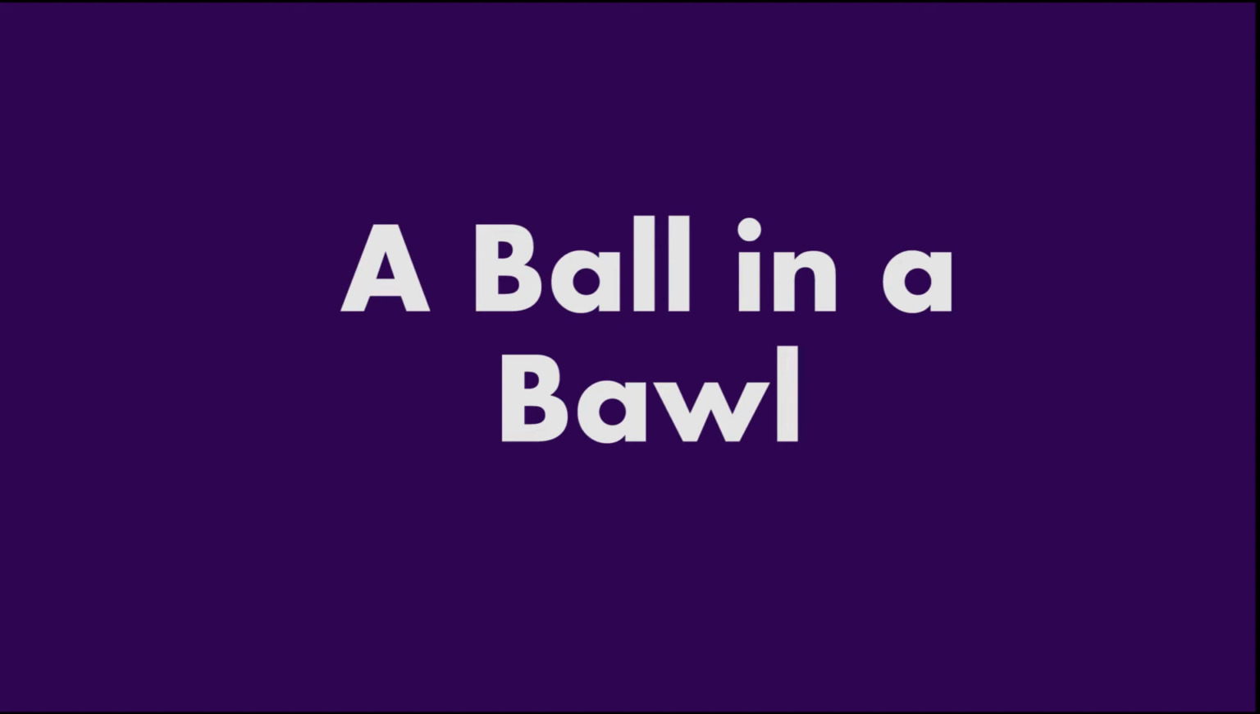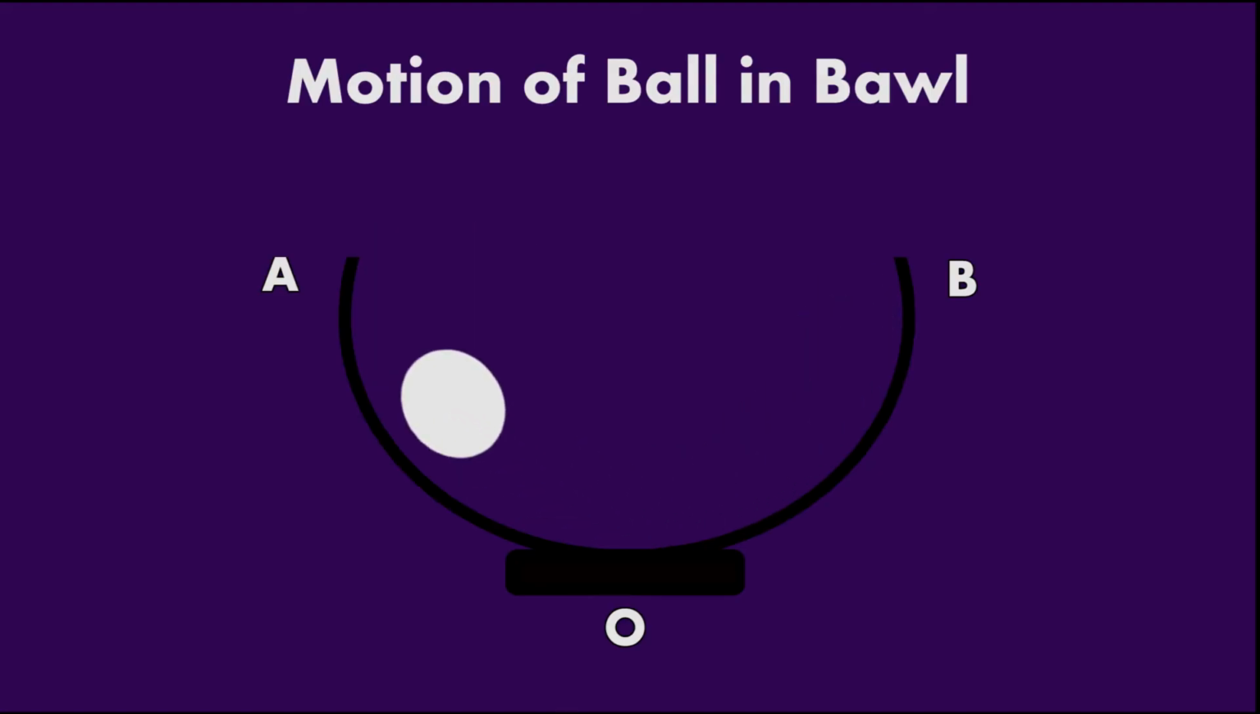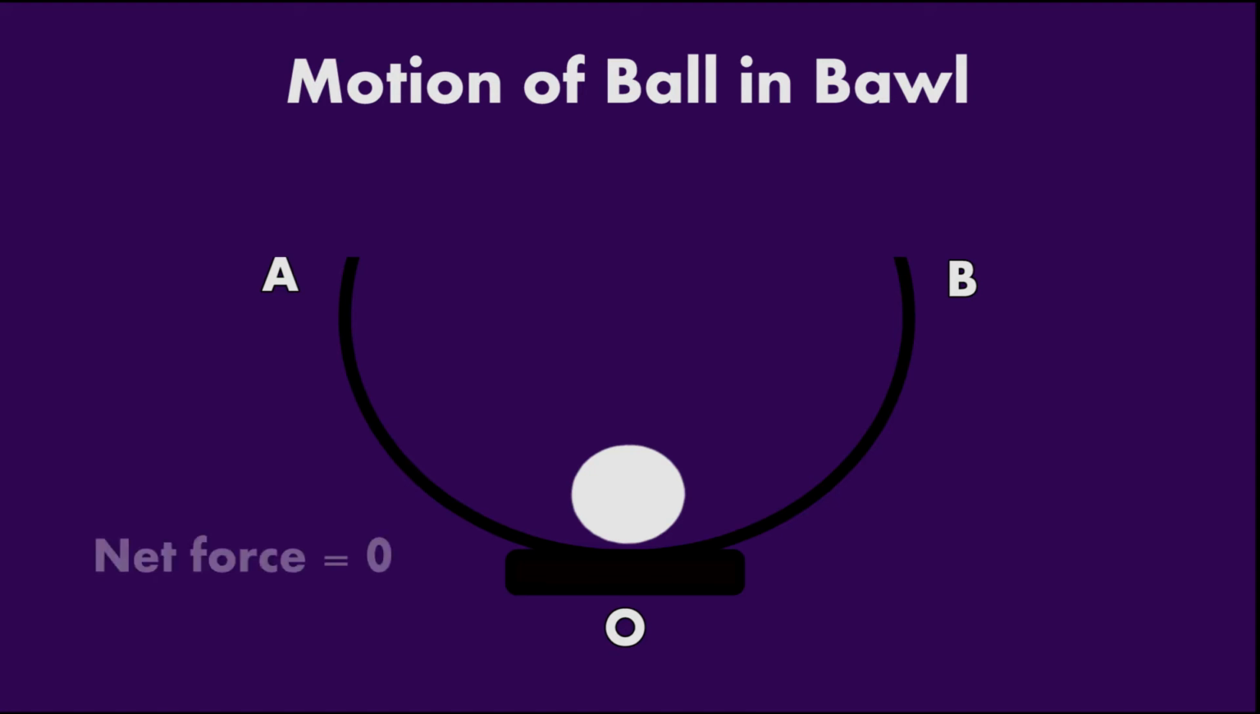Example number 2 is a ball in a bowl. The motion of a ball in a bowl is an example of simple harmonic motion. When the ball is at the mean position O, that is at the center of the bowl, net force acting on the ball is 0. In this position, weight of the ball acting downwards is equal to the upward normal force of the surface of the bowl, hence there is no motion.